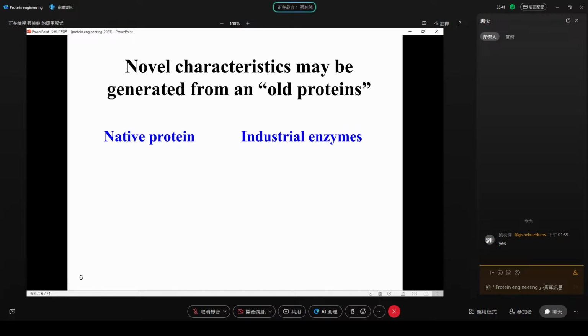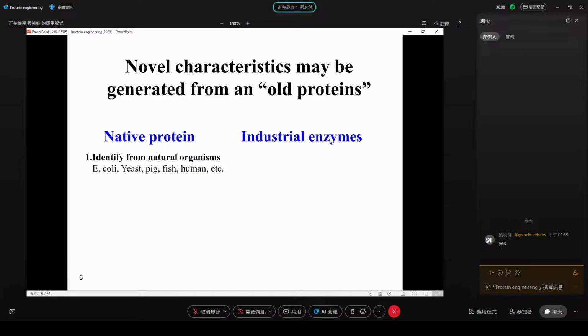So why do I say so? Because most proteins came from natural selection. If you think about it, they will have a native protein form. They will be purified from a real organism, from human, from pig, from cow, from monkey, or anything else, or from E. coli, from yeast. So all the native proteins are identified from natural organisms.